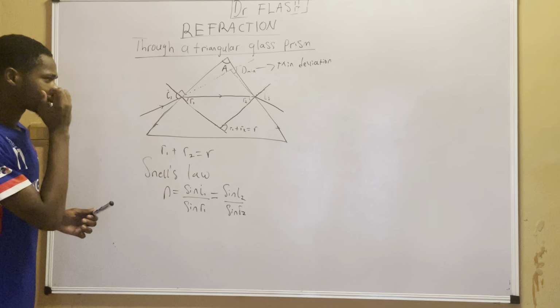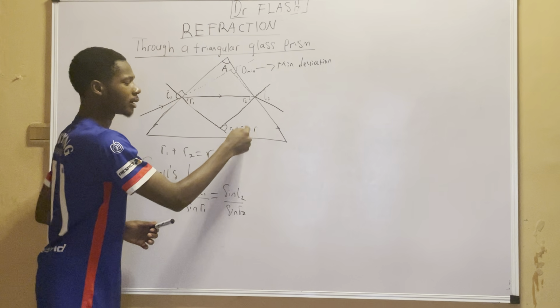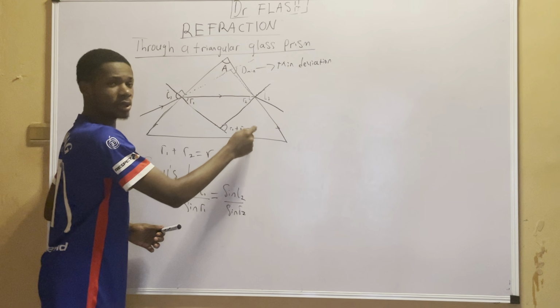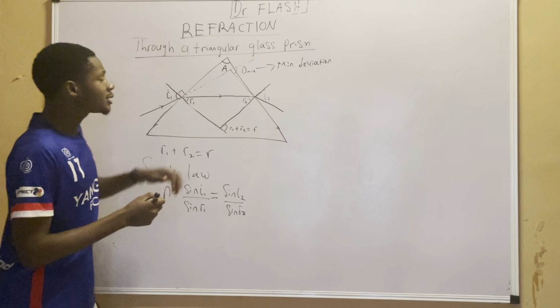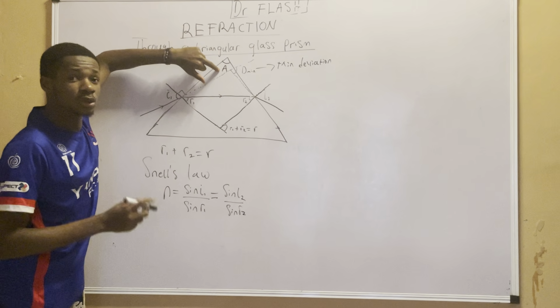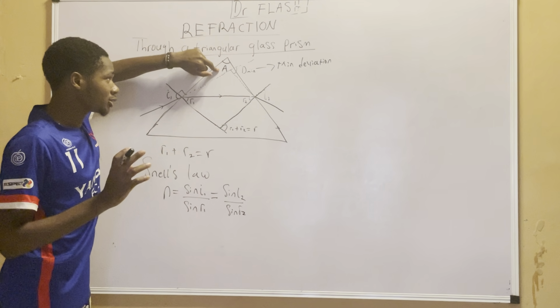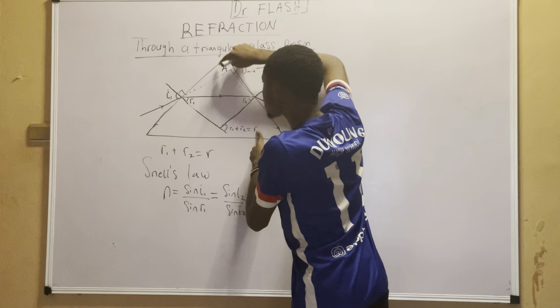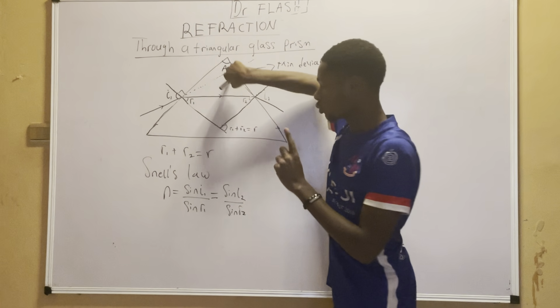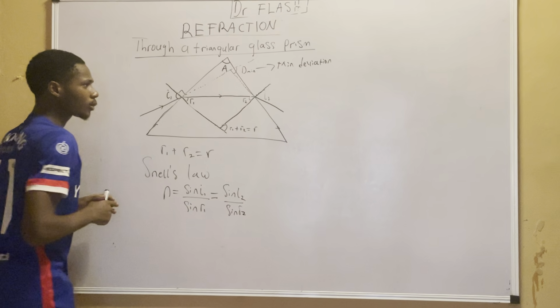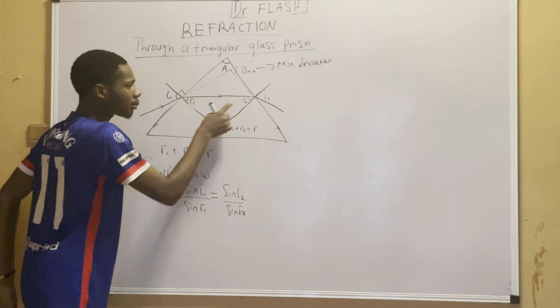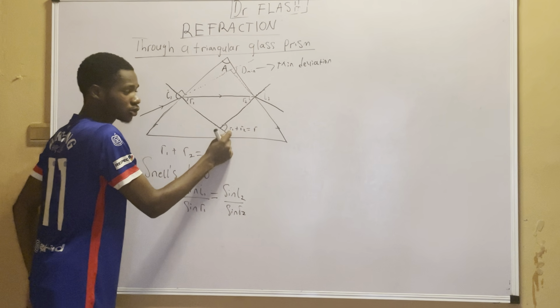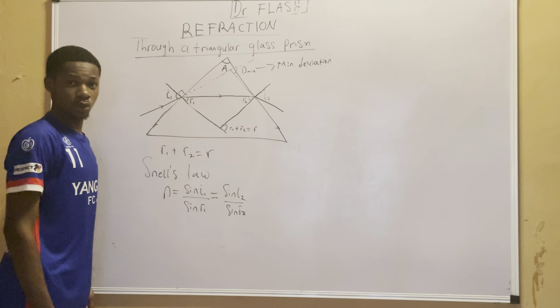Now, another thing we want to take note of is that the angle here, which is R, is equal to this angle divided by 2. We're going to prove it and see how it's actually true. The angle here, which is R, is the apex angle A divided by 2. Now, how is that possible? Just like we said, R1 plus R2 is equal to the exterior angle here.